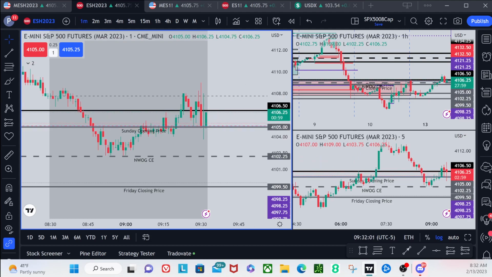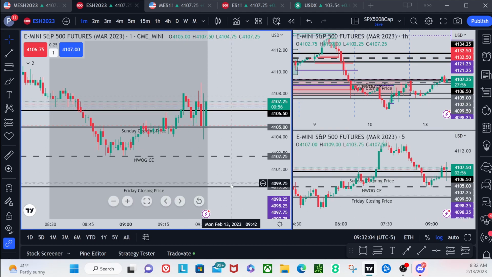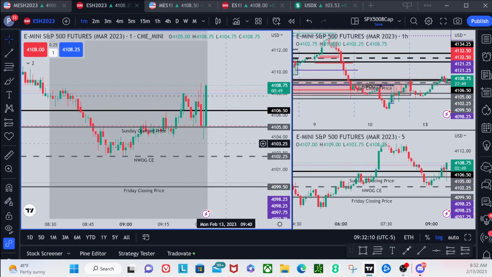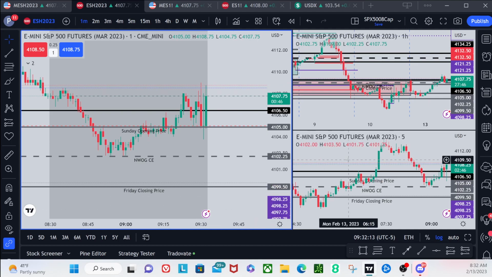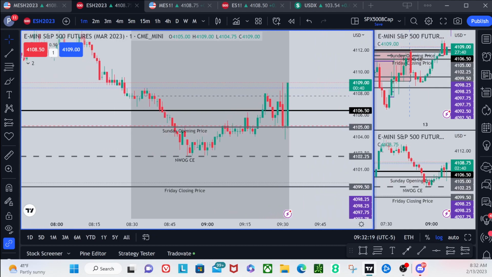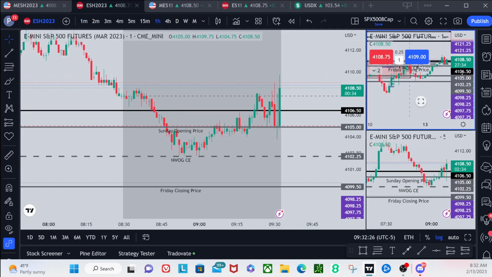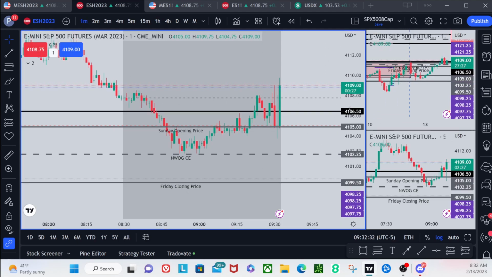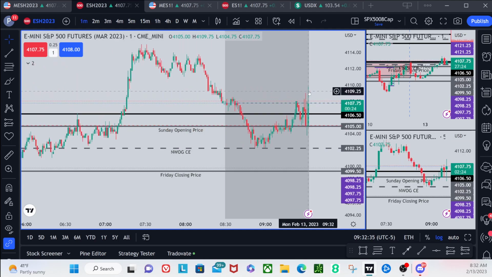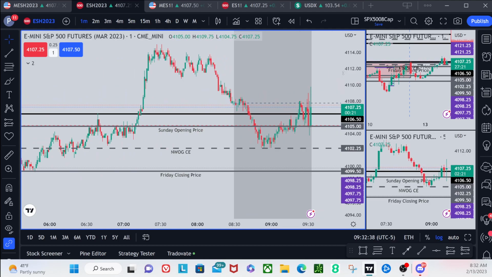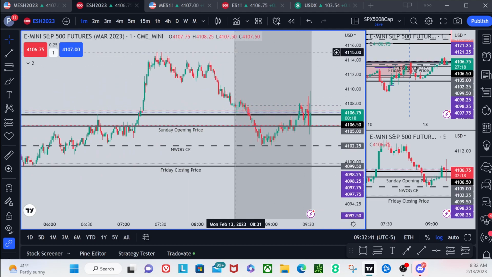Or would want to participate in. So here's that gap. Maybe get a 5-handle run. You can study that.